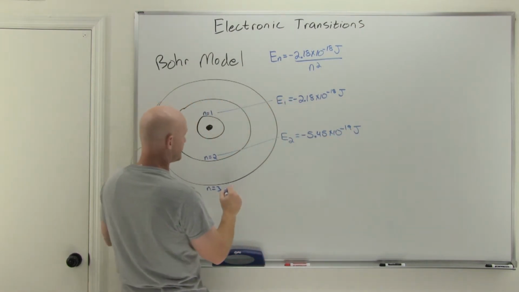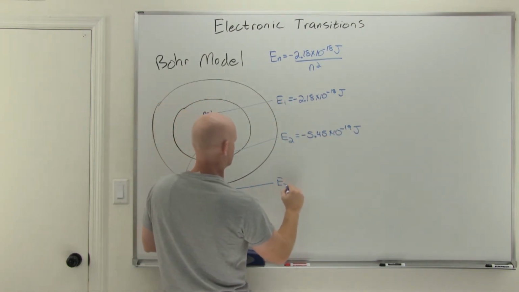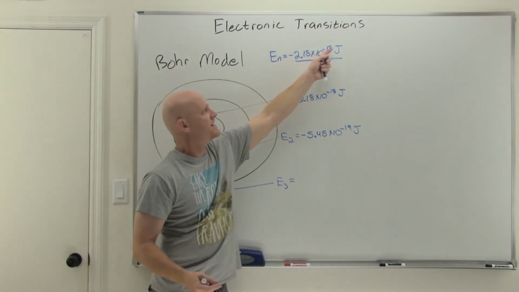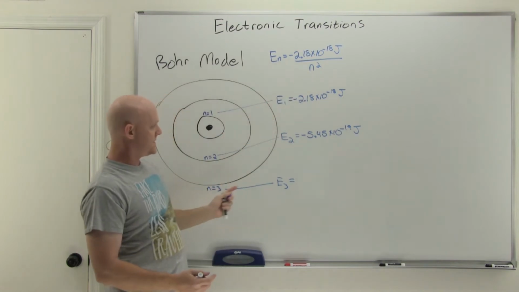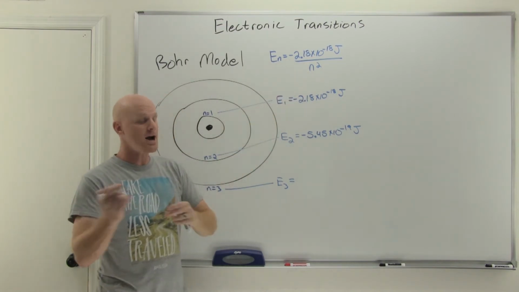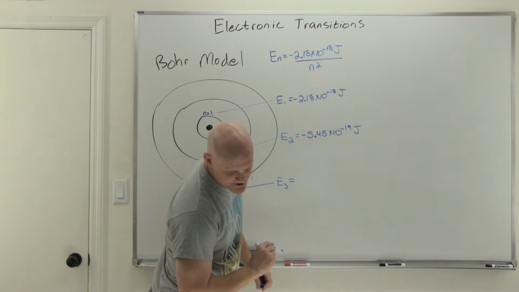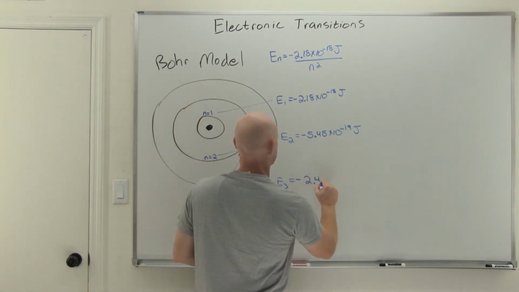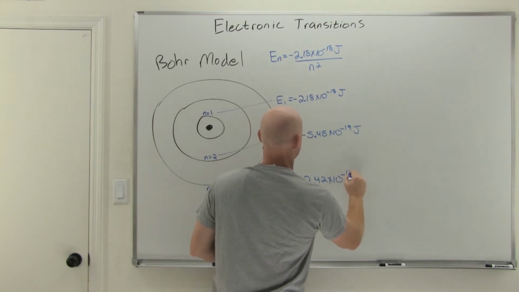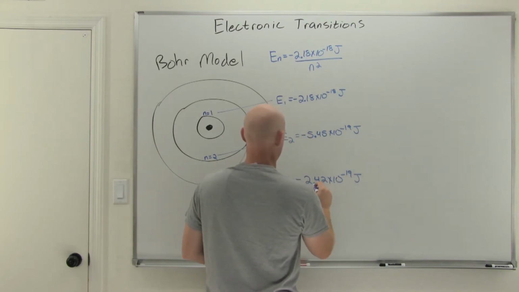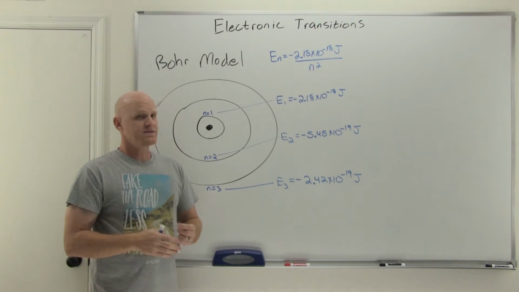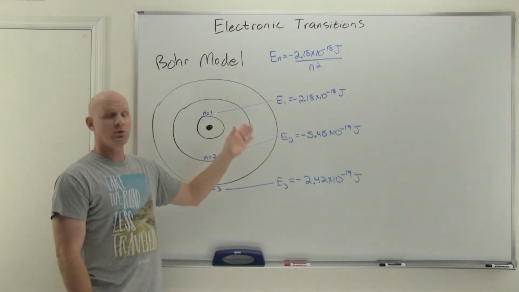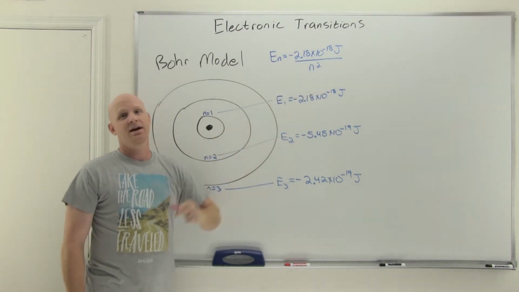All right, we'll do the same thing for E3 here. In this case, it'd just be negative 2.18 times 10 to the negative 18 joules divided by 3 squared, divided by 9. And if we plug that in, or just read it off our study guide here, that's going to give us negative 2.42 times 10 to the negative 19 joules. Cool, so you can see again there's an infinite number of these orbits. We've only got the first 3 on the picture here, but there'd be a 4th and a 5th and a 6th and a 7th and an 8th, and so on and so forth.